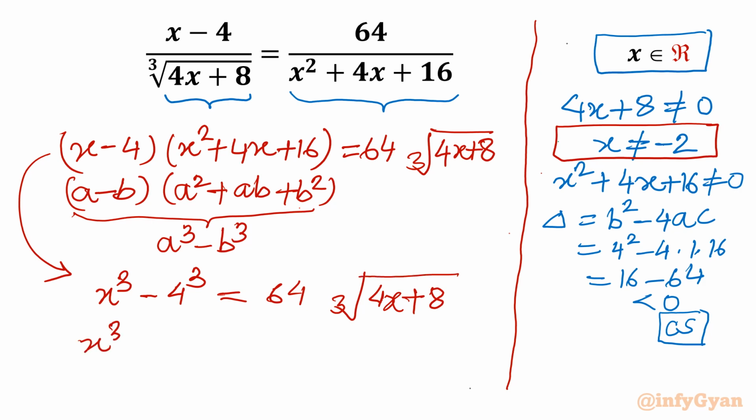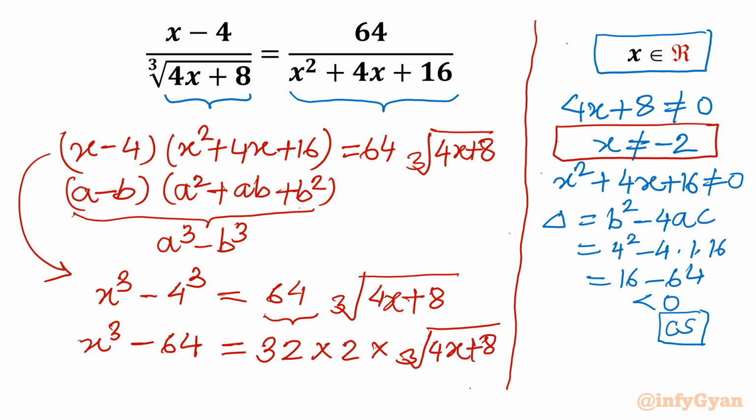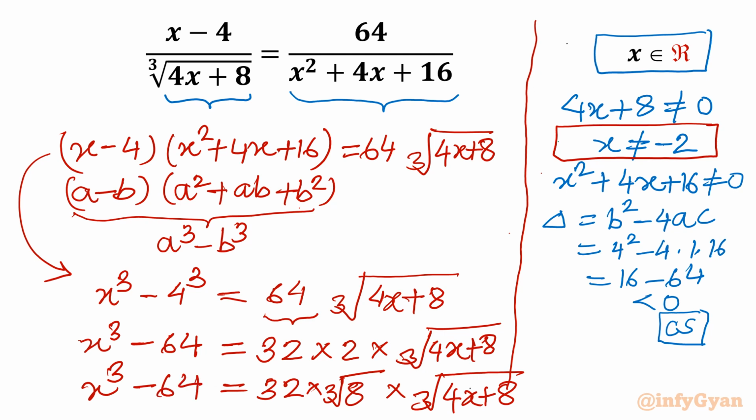Now I will write x cube minus 64, and this 64 I will write in terms of factors, 32 times 2 and times cube root of 4x plus 8. Now 2 I will consider as cube root 8, since cube root 8 is 2, and then cube root of 4x plus 8. You can say this is our algebraic manipulation, so that our substitution will come into the picture. Now I will merge both the cube roots.